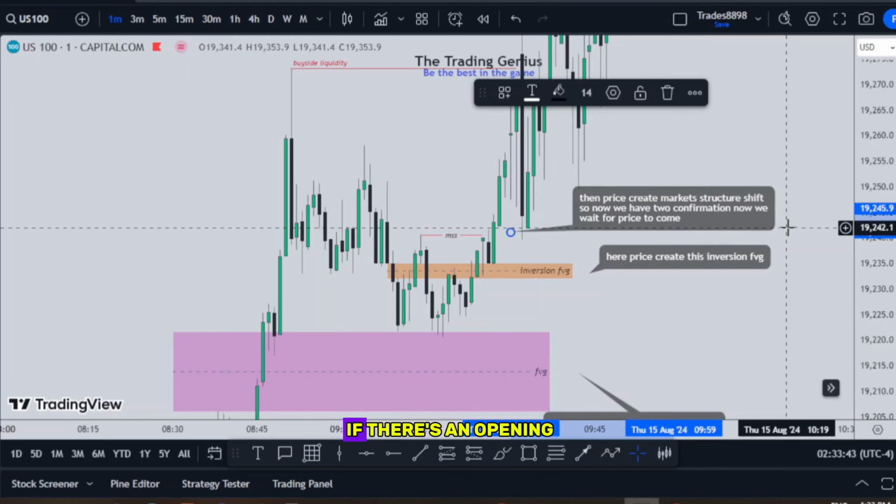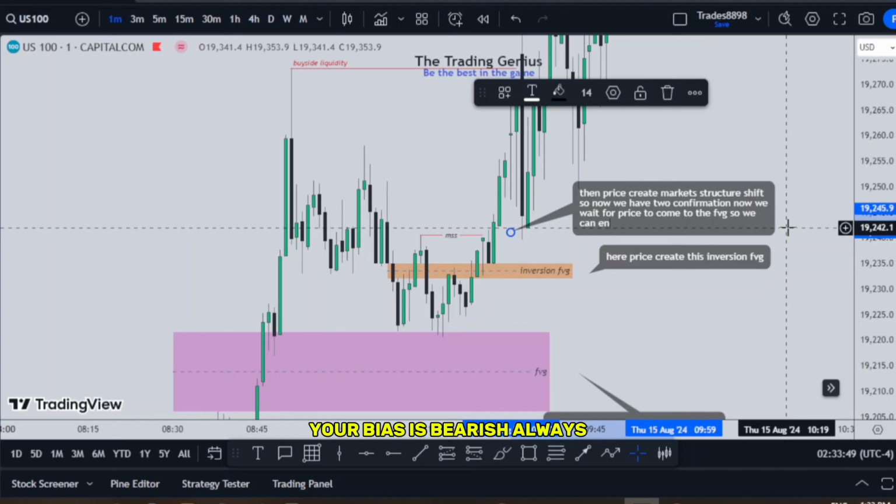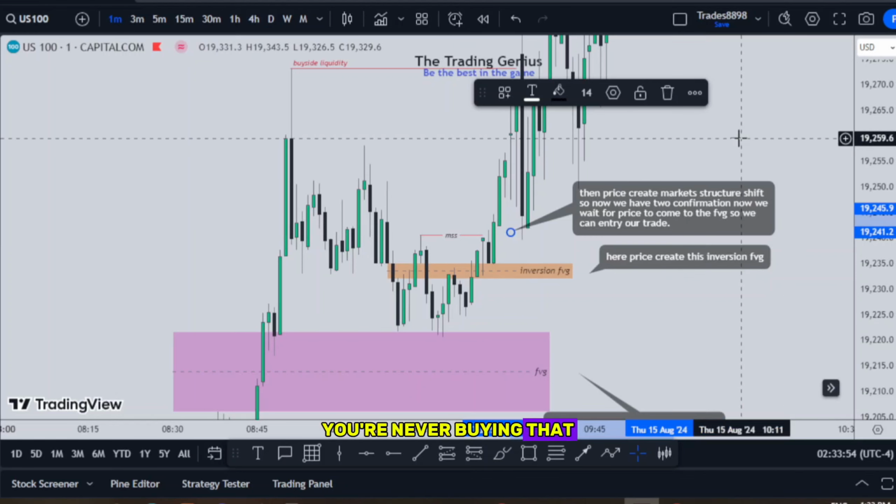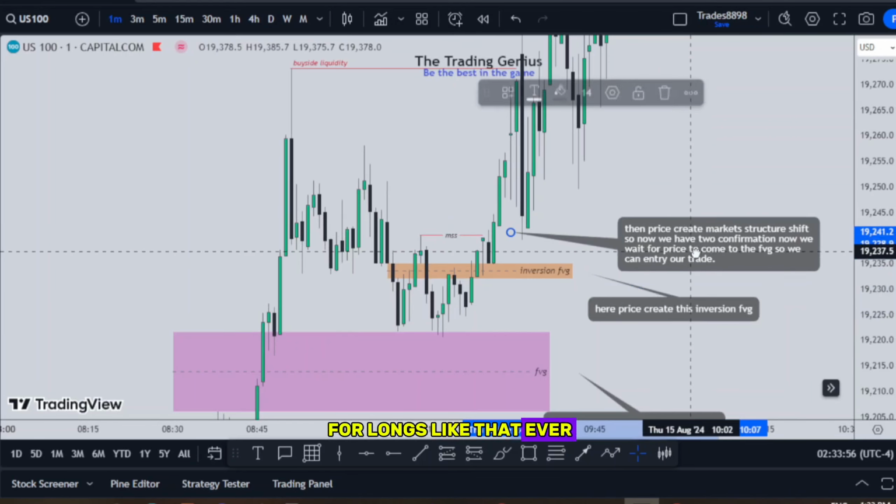Everybody now knows that if there's an opening gap higher, that's a premium gap. Inside that first 30 minutes, your bias is bearish. Always. You're never chasing that. You're never buying that. Never, ever, ever looking for longs like that, ever.